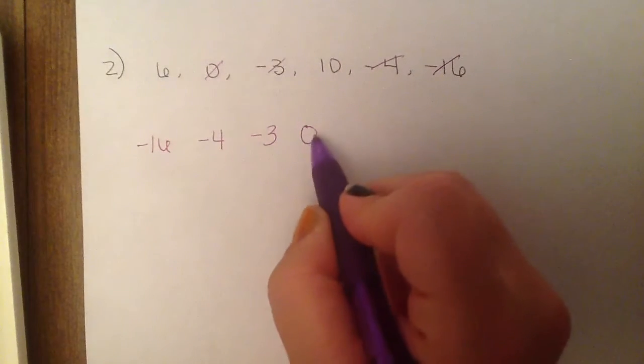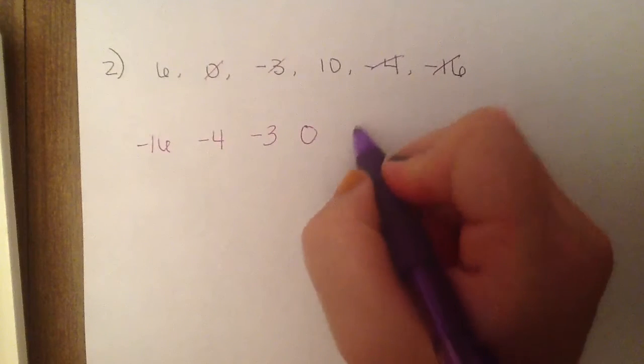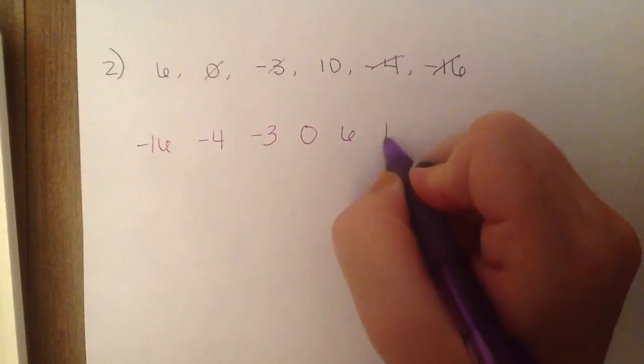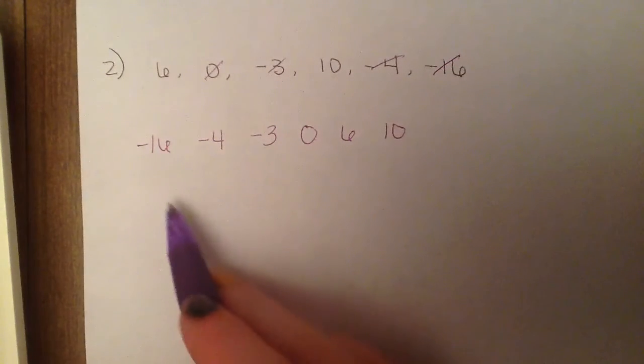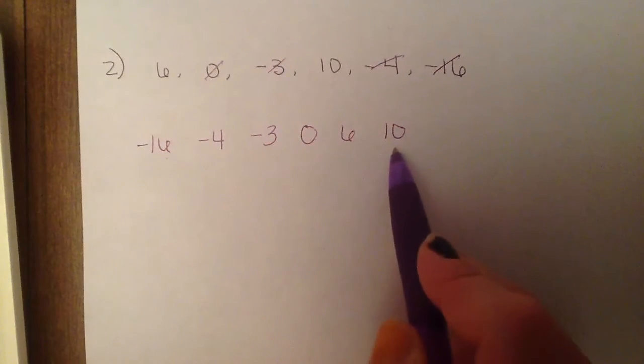Now we're left with positives. As we move from 0 to the right, what would we hit next? 6. And lastly, 10. We start with our smallest and we work up to our greatest.